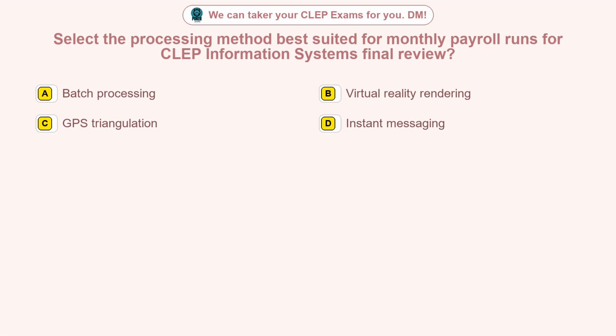Question 22. Select a processing method best suited for monthly payroll runs for CLEP Information Systems final review. Option A, batch processing. Option B, virtual reality rendering. Option C, GPS triangulation. Option D, instant messaging. The correct answer is option A, batch processing.